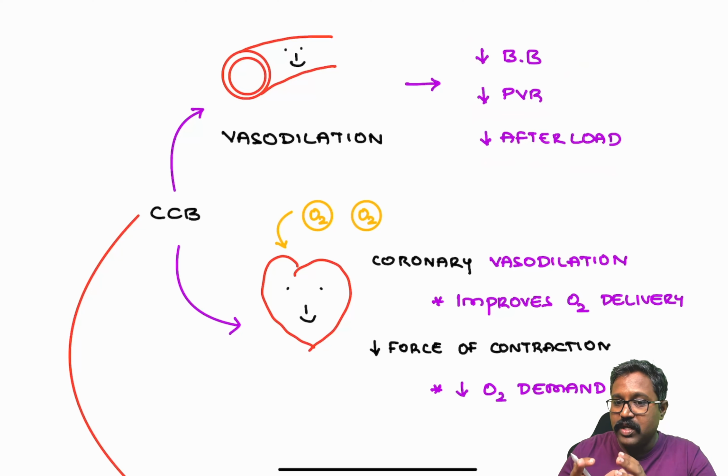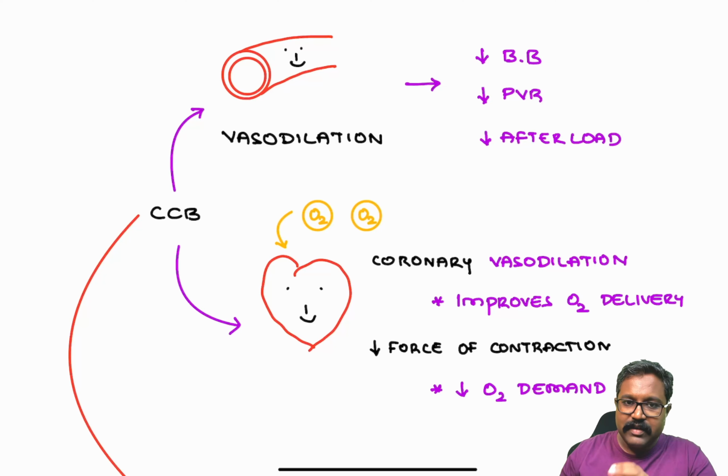Afterload is the pressure which has to be overcome, the force against which the heart contracts, to eject the blood from the heart. Whenever the force or pressure required is very high, there is less chance of blood moving on to the peripheral system.